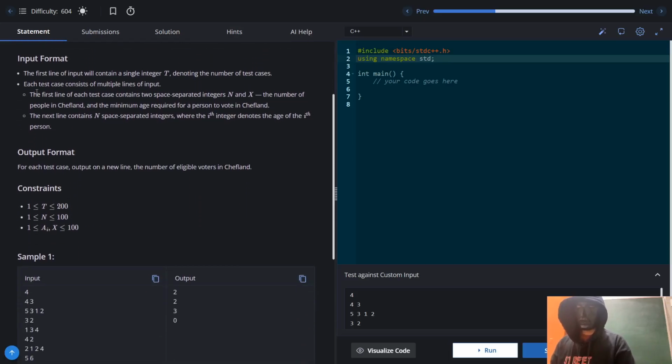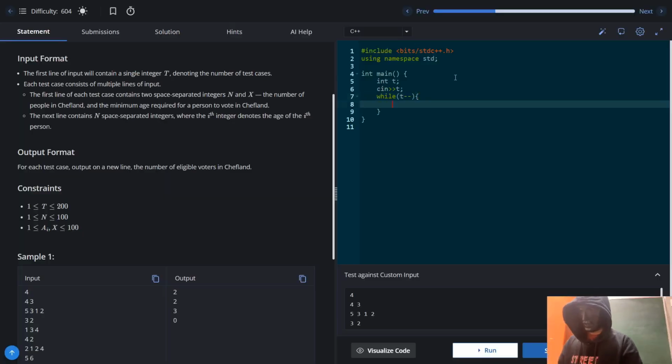Input format was given. The first line of input will contain a single integer t denoting the number of test cases. So let's take care of the test cases. While t minus minus. I think I'm solving from 26 videos, so you guys pretty much know. Each test case consists of multiple lines of input. The first line of each test case contains two space separated integers n and x. So the first line will contain n x.